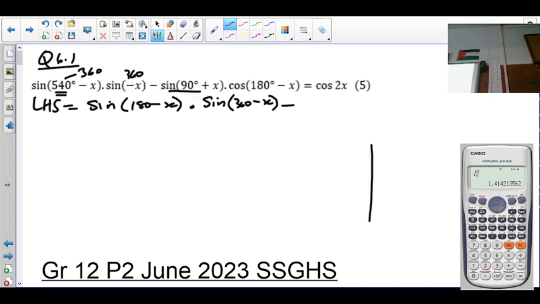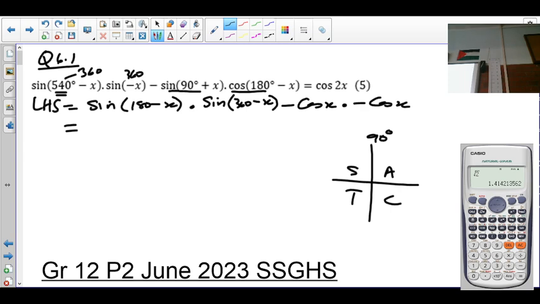Minus sine of 90 plus x. Which quadrant is that in? 90 plus x is in quadrant 2. Is sine positive or negative? Positive. But it changes to cos x. Okay? 180 minus x, which quadrant is that in? Second quadrant. Is cos positive or negative? Negative cos x. Okay?